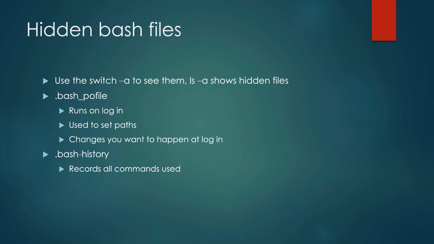Now, the hidden bash files: if you do an ls space -a, that will show you all of the hidden files. A couple of examples of files that you should see is a .bash_profile. When you have the dot in front of the file name, that means it's a hidden file. The bash profile runs at the login. It is how the paths are going to be set, if you recall environmental variables from quite a few weeks ago. You can also use this to change what happens at login. A bash history file is the record of all of the commands that you have used.